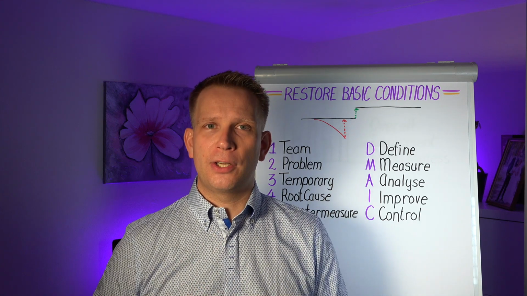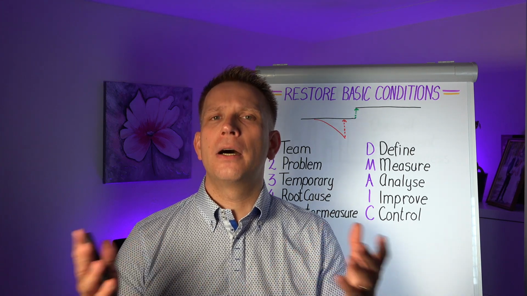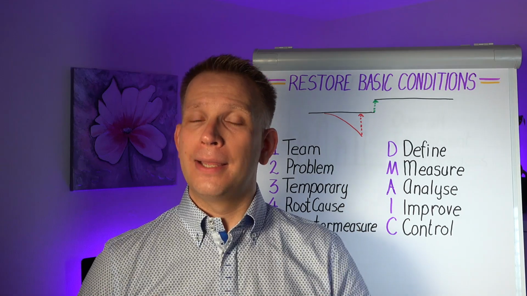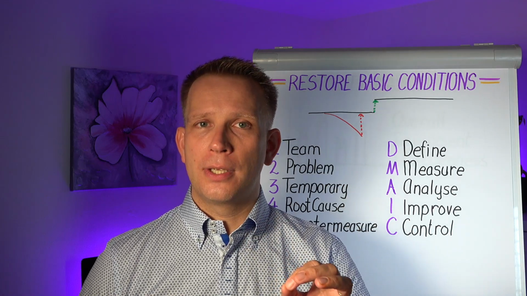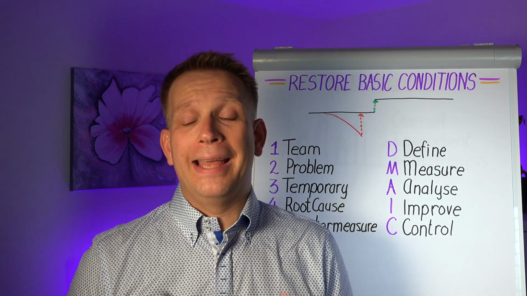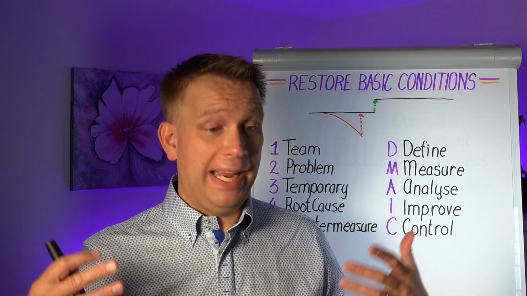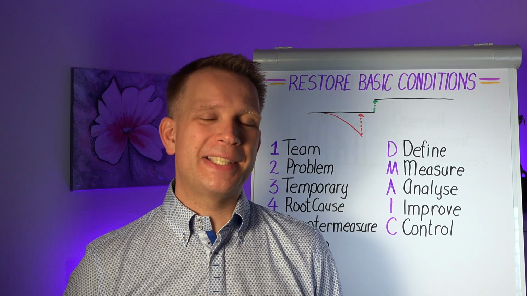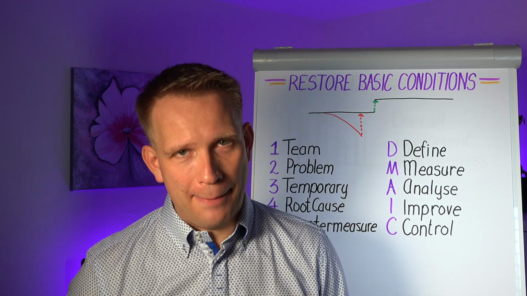Do we have the machine at the correct settings? Is it aligned? Are all of the parts working as they should be? Are the materials okay? Those basic conditions in many factories are slipping a bit. It shouldn't be. A world-class factory should not have slipping basic conditions, but you know it happens.